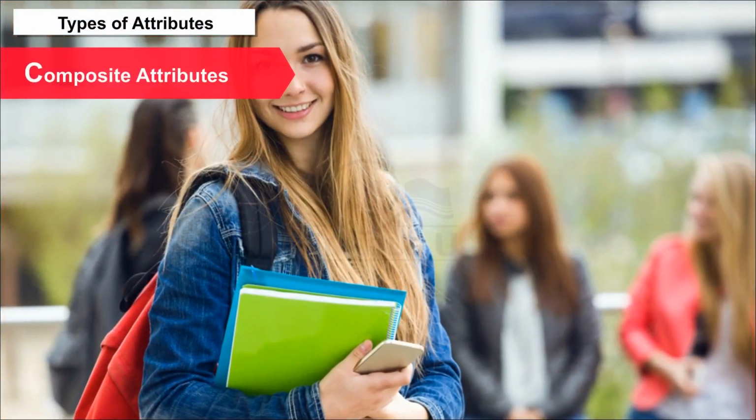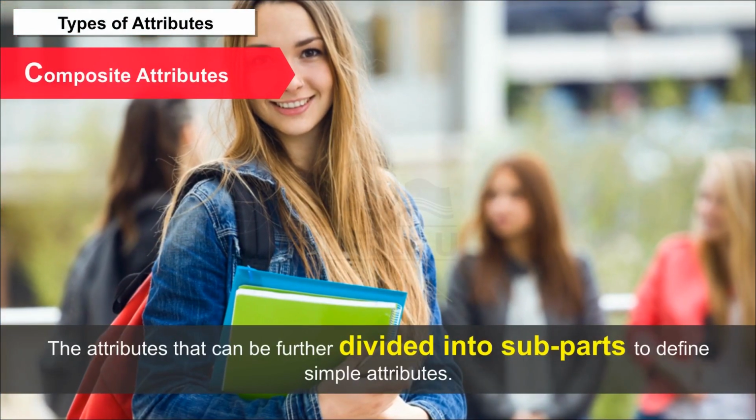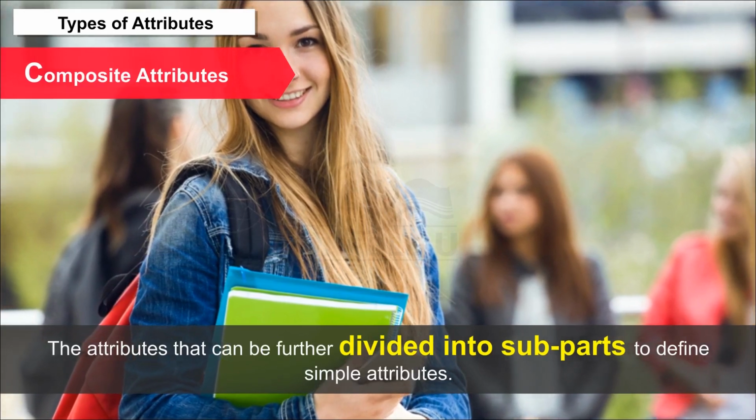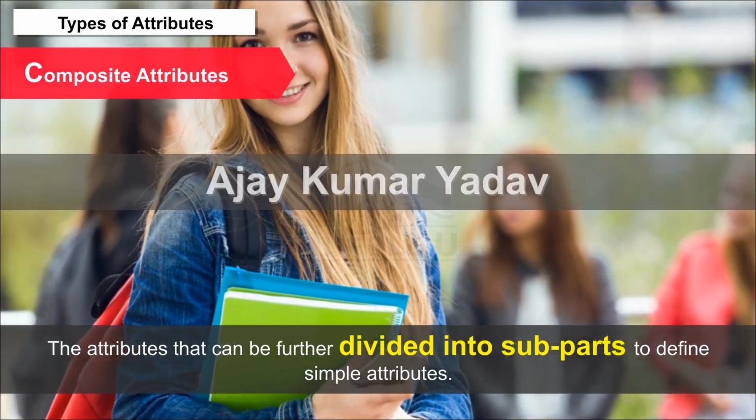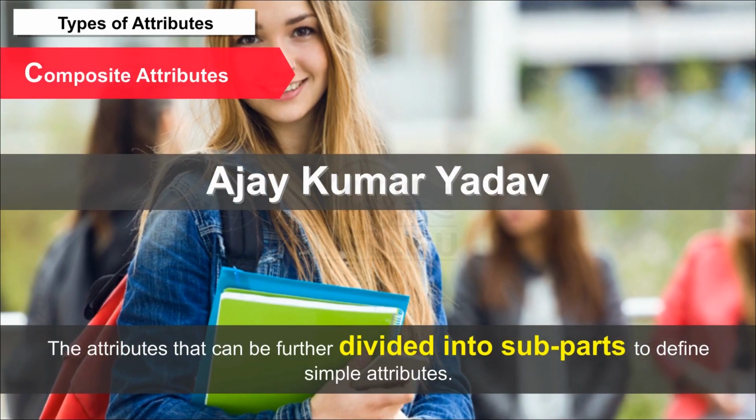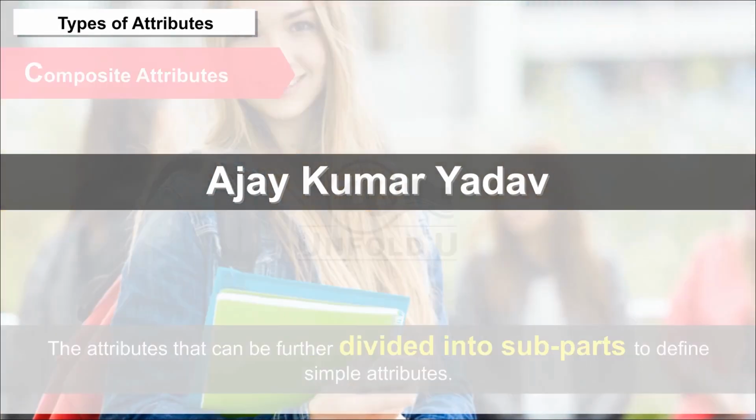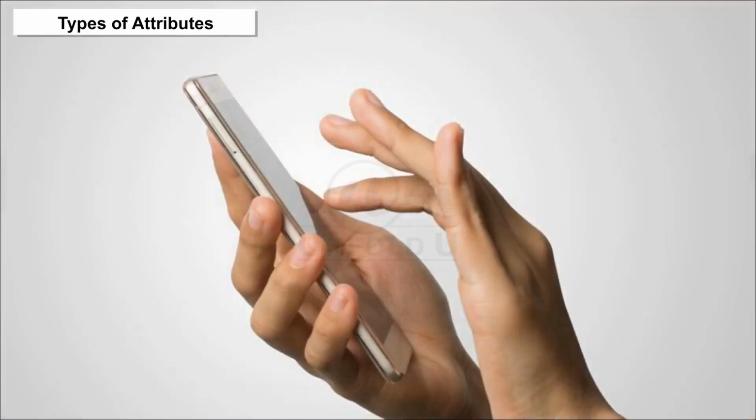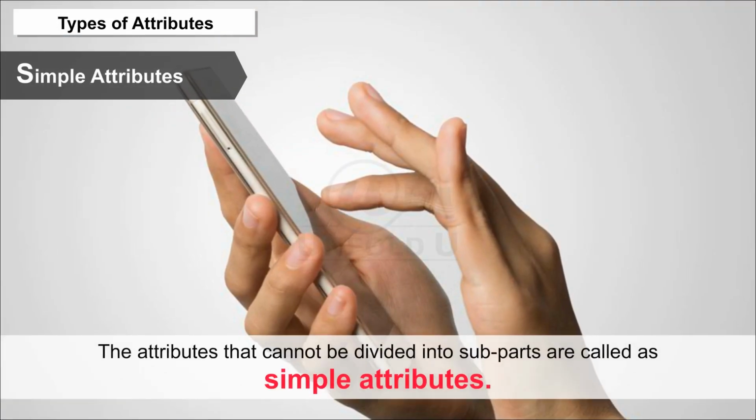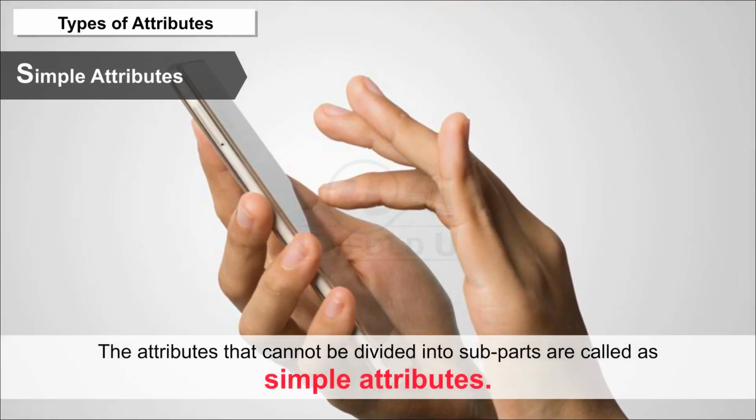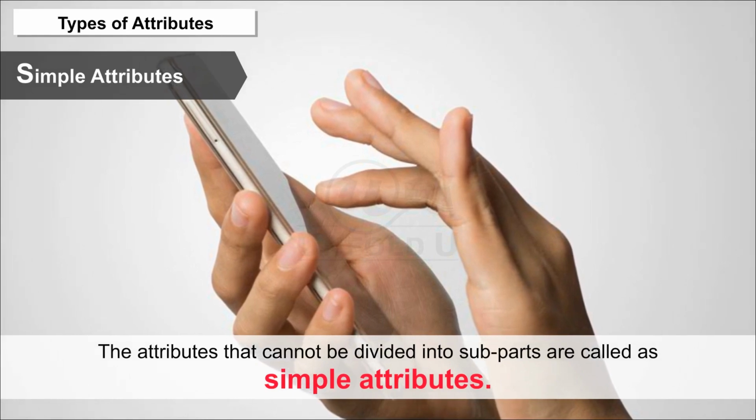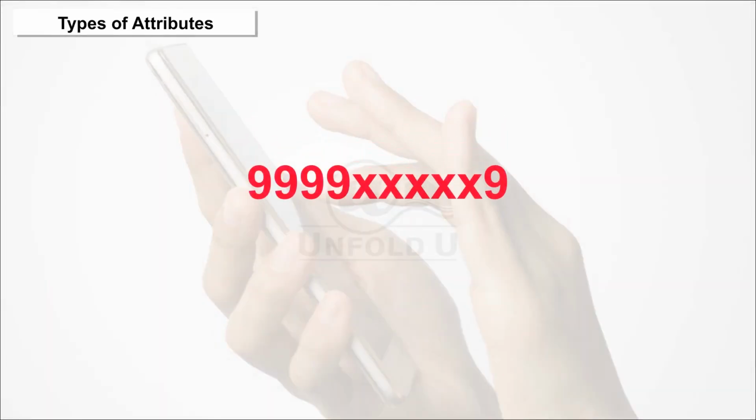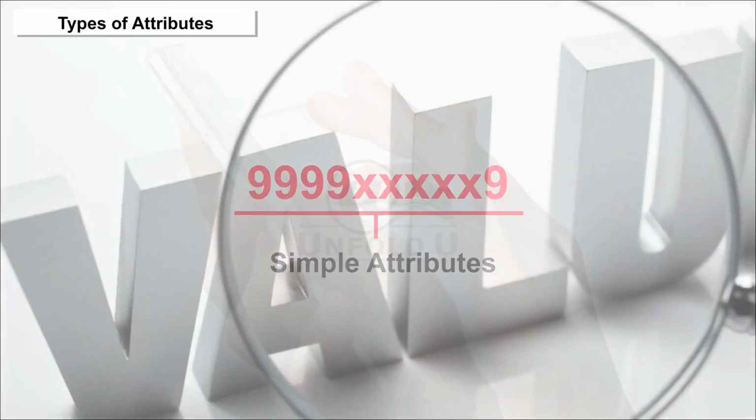Composite attributes. The attributes that can be further divided into subparts to define simple attributes. For example, name of a student, which can be further divided into first name, middle name, and last name. Simple attributes. The attributes that cannot be divided into subparts are called as simple attributes. For example, phone number of a person can have 10 digits.